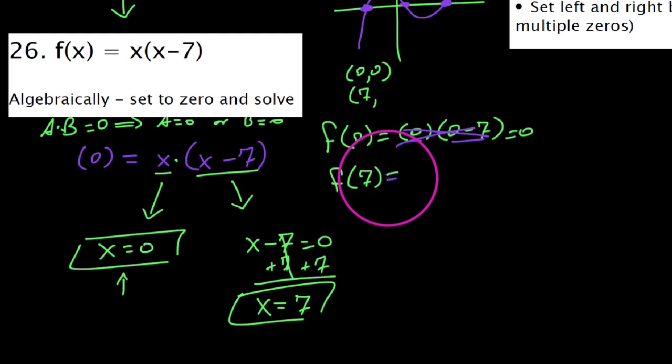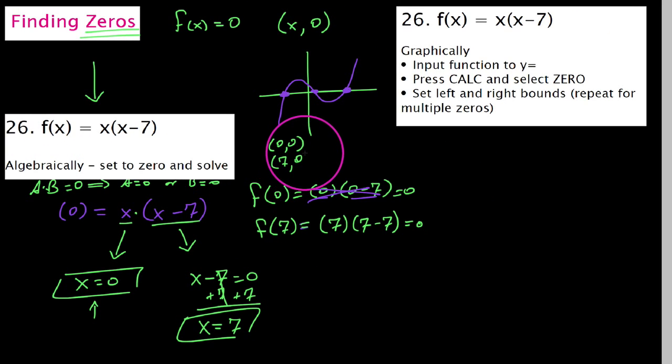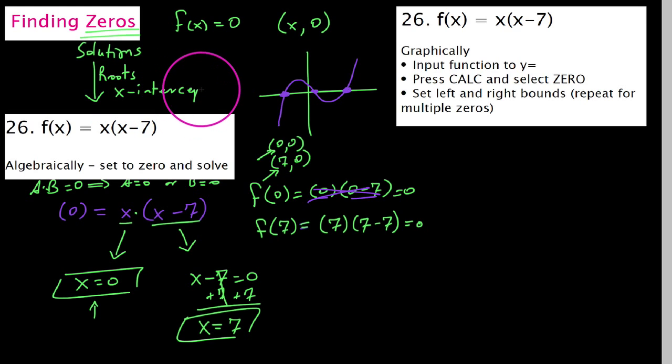Also, if we were to plug in 7, we get 7 times (7 minus 7), which is 7 times 0, which is 0. So 7 comma 0. We would say that these two x values are considered to be zeros of the function. We're also going to call these solutions. We also call them roots. But most importantly, we need to know that a zero is an x-intercept.